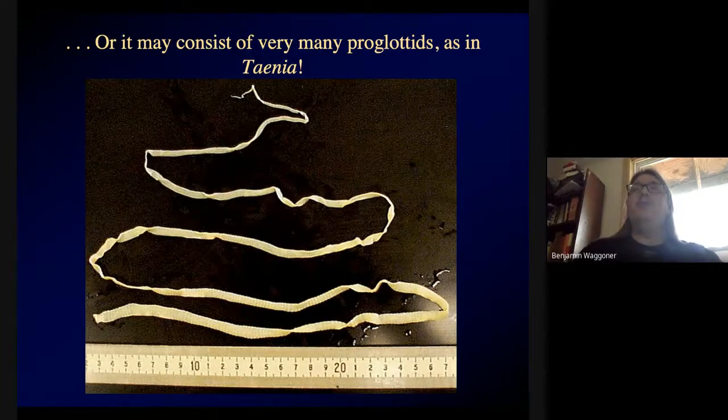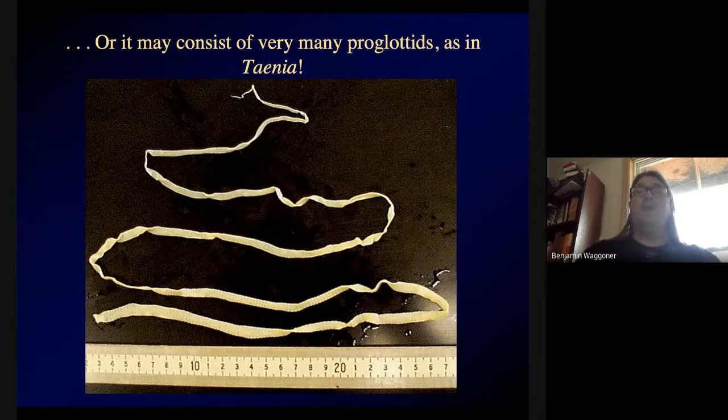and as new ones form, old ones get pushed down towards the far end. And once they are sexually mature, they break off the far end and pass out in the feces. Some tapeworms, you'll have whole chains of proglottids pass out of the feces at one time.